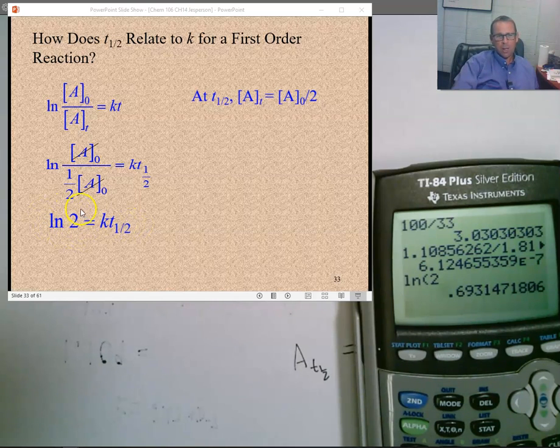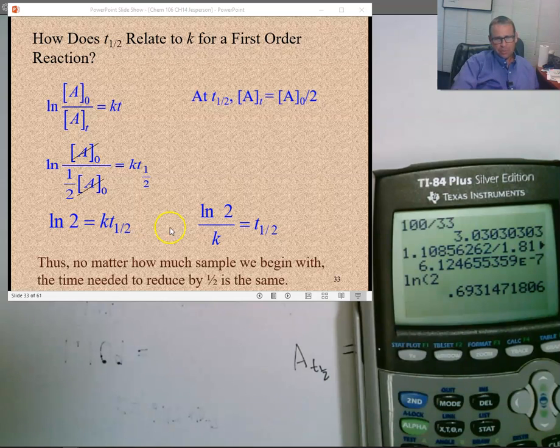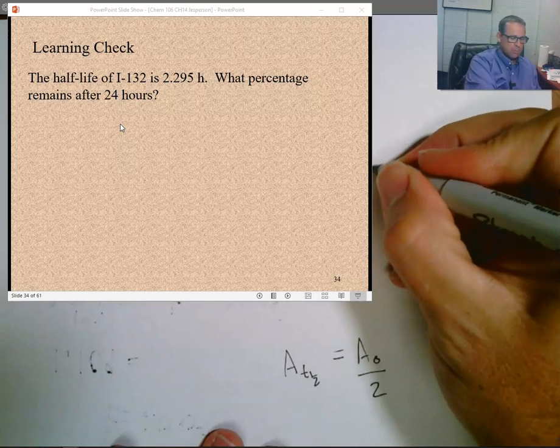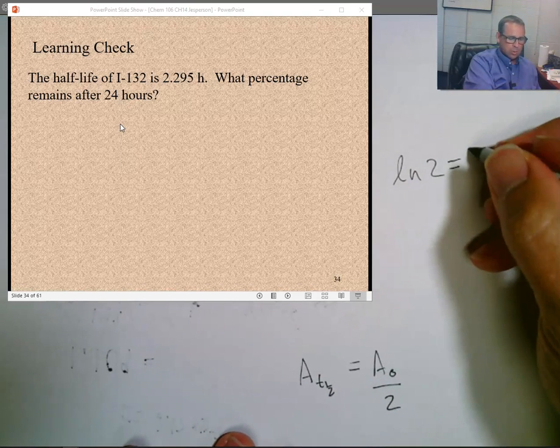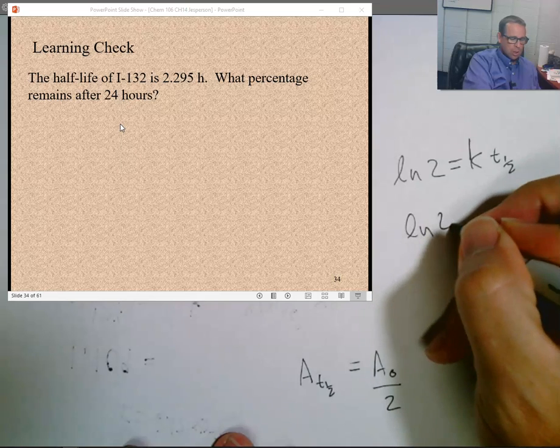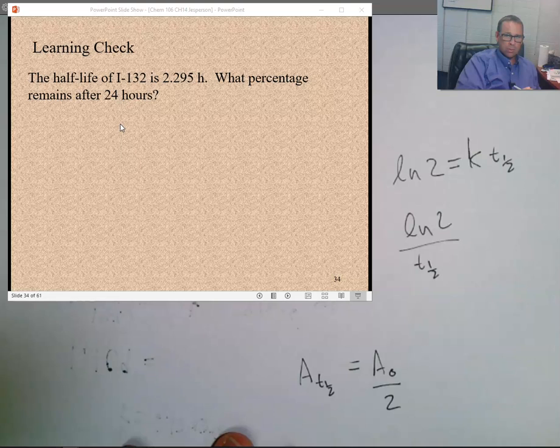So, again, there's power in recognizing that this number, natural log of 2, 0.693147, which you can always type in, will always equal the rate constant for a first-order reaction times the half-life of that reaction. Okay? So the natural log of 2 divided by our rate constant will always be the half-life. The natural log of 2 will equal the rate constant times the half-life, or the natural log of 2 divided by the half-life will always equal our rate constant.